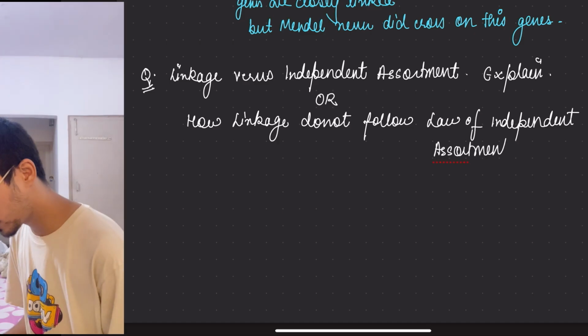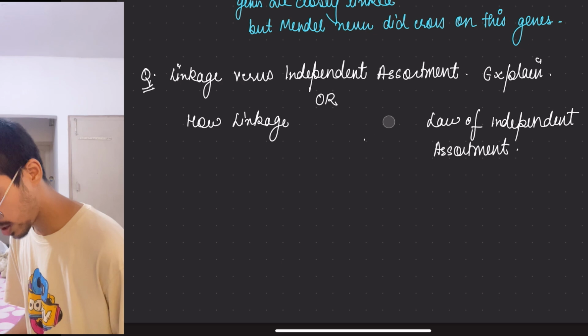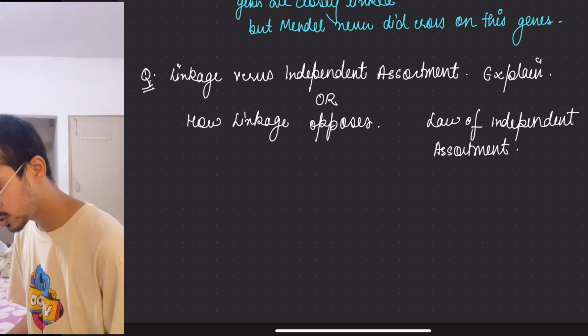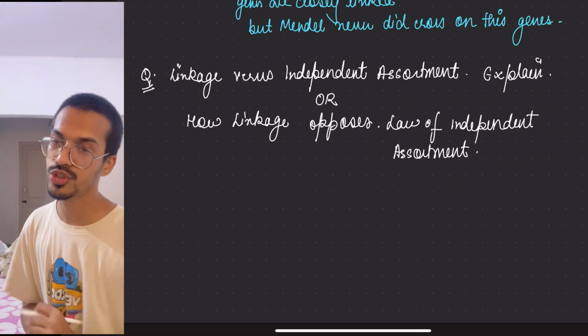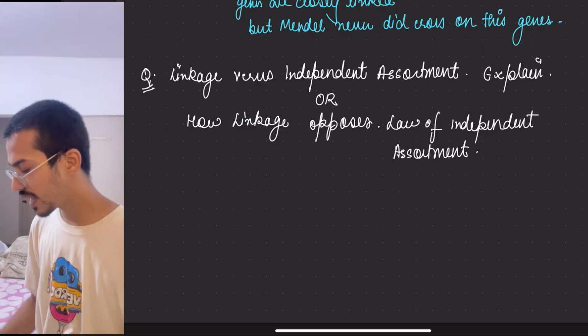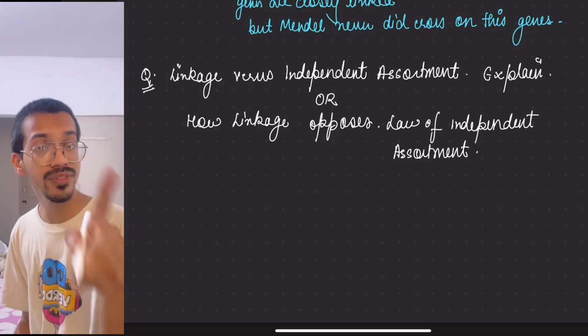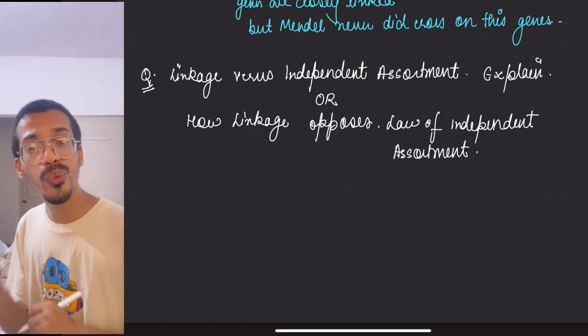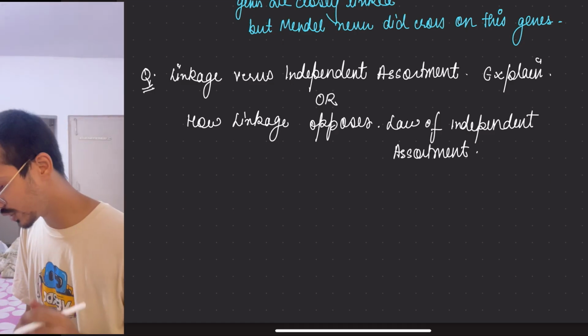Or in better words, how linkage opposes the law of independent assortment. This is the question for you, which you have to do, and I will let you know if you understand meiosis from your 11th class. Definitely, if not, then wait for my classes, okay, because I will help you out with those.